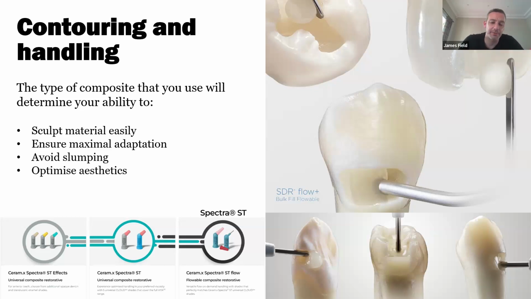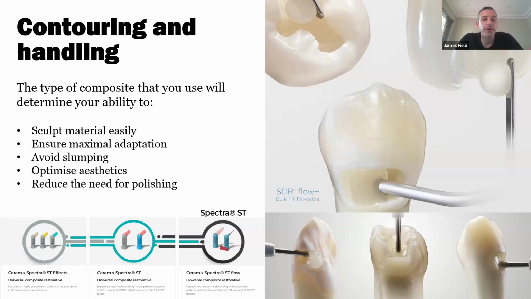And you can see on this slide here, we've got the Spectra ST family of products, which are the standard ST. We've got ST Effects, and then we've got the flowable. And then we've got SDR flow, which is a bulk fill flowable, which comes in a few different shades as well. And with anterior approximals, it may really be the case that you don't necessarily need to combine or have the scope to combine these materials. You might just be picking up one or the other.